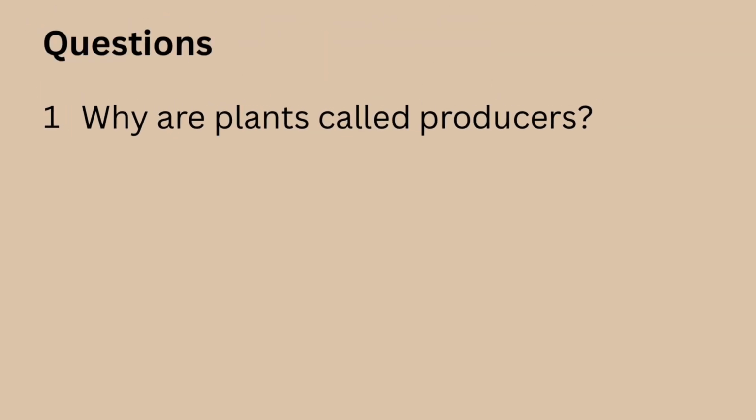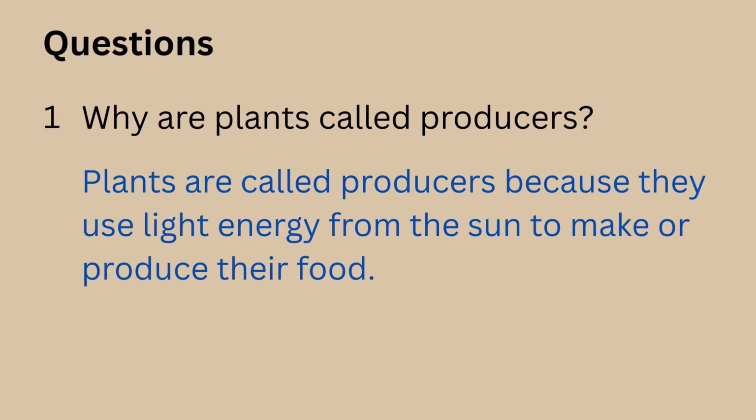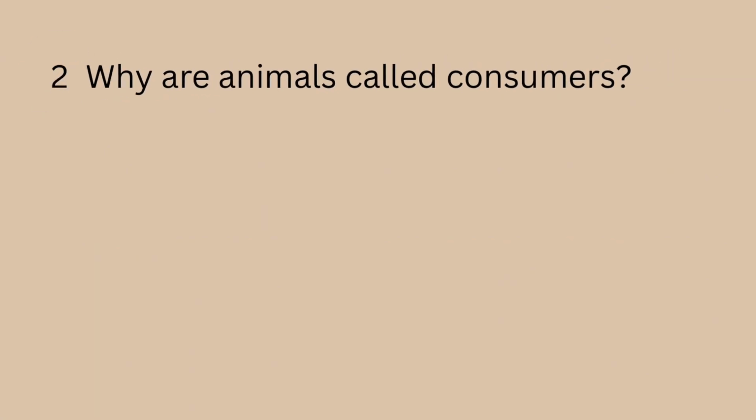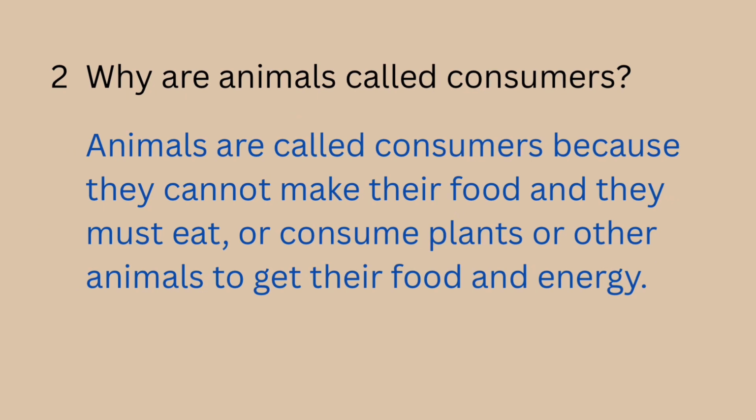Why are plants called producers? Plants are called producers because they use light energy from the sun to make or produce their food. Question number 2. Why are animals called consumers? Animals are called consumers because they cannot make their food, and they must eat or consume plants or other animals to get their food and energy.